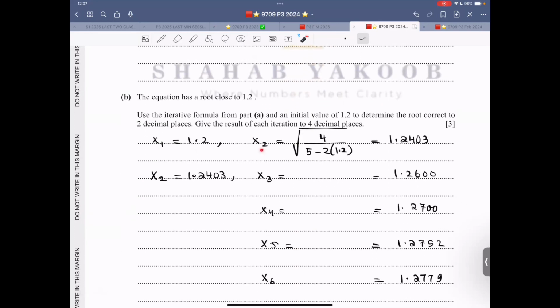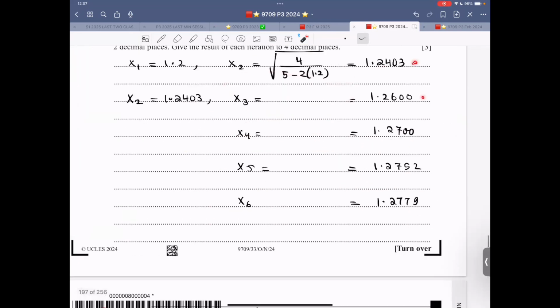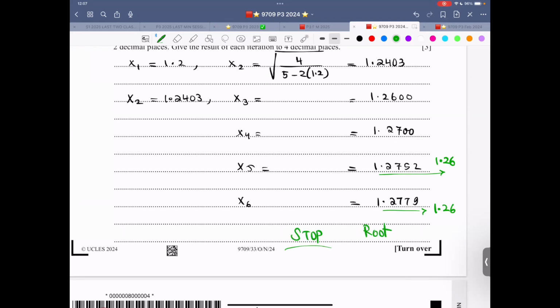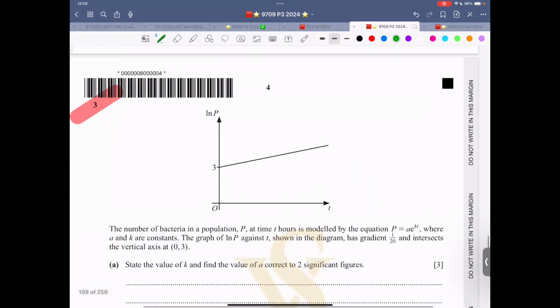X1 is 1.2. X2, you plug it in over here, you get 1.2403. This is 4 dp. You plug this value over here, you get this value. You plug in this value over here, you get this value. The numbers are getting closer: 1.24 to 1.26 to 1.27 to 1.275 to 1.2779. Now, these two are very, very close. This one rounds off to 1.26. This one rounds off to 1.26. Therefore, stop over here. The root of the equation is 1.26, correct to 2 decimal places. So this thing is done.